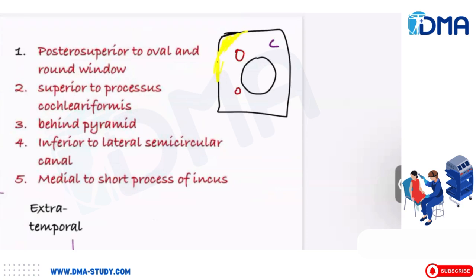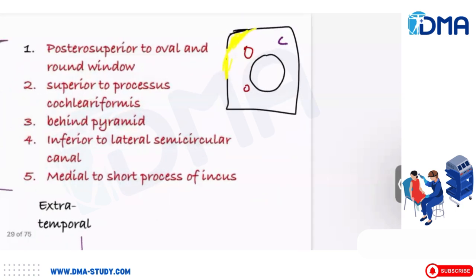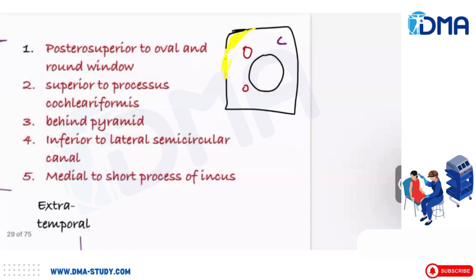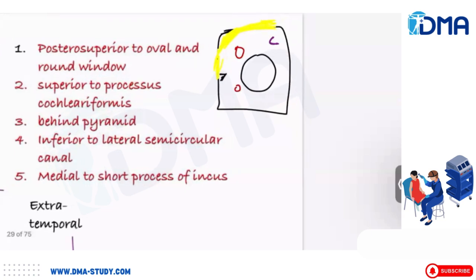So now look into this. This facial nerve, the yellow colored thing, is posterior superior to the oval and round window, point number 1. It is superior to the processus cochleariformis, point number 2. It is behind the pyramid. The pyramid is lying somewhere over here, on the posterior wall, number 3. Number 4, it is inferior to the semicircular canal. The lateral semicircular canal will be over here.